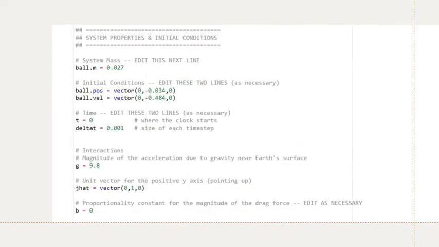Here you can see the code that I used to create my model. I measured on a scale the mass of this pair of socks, which came out to 27 grams, which would be 0.027 kilograms. I took the initial position and initial velocity from Tracker, and then as you can see, there's the time initialized and the delta t initialized, the acceleration of gravity, which is 9.8 meters per second squared, and the unit vector for the positive y-axis. In this case, my B was 0 since this was for the absence of drag force. But when I included drag force, I set B to 0.01.